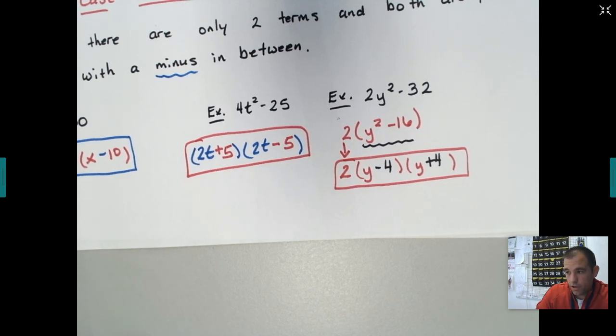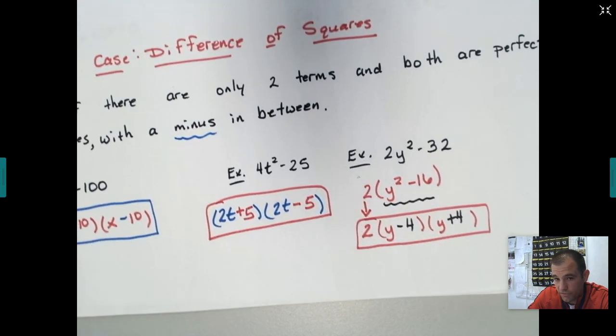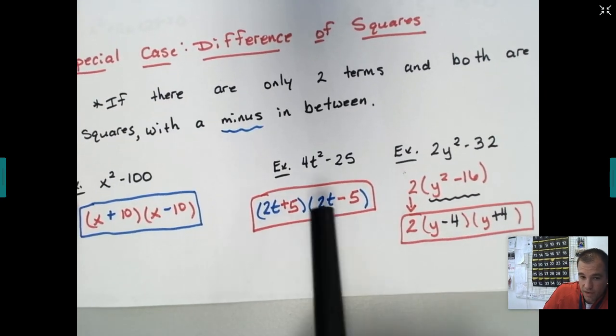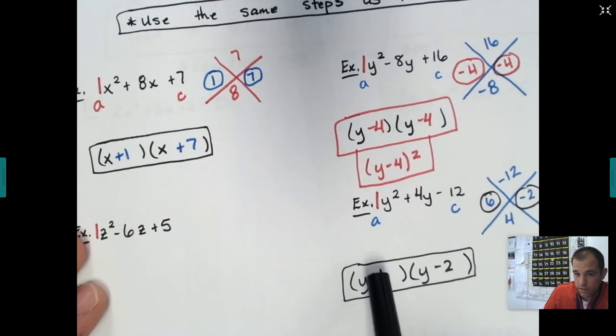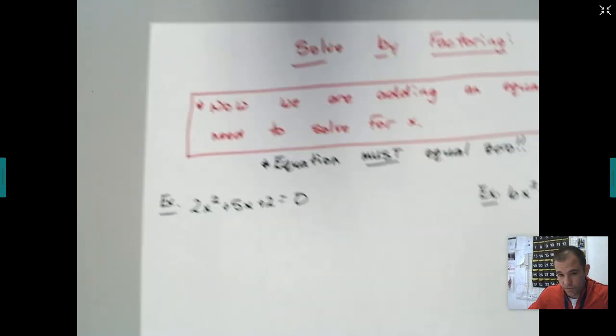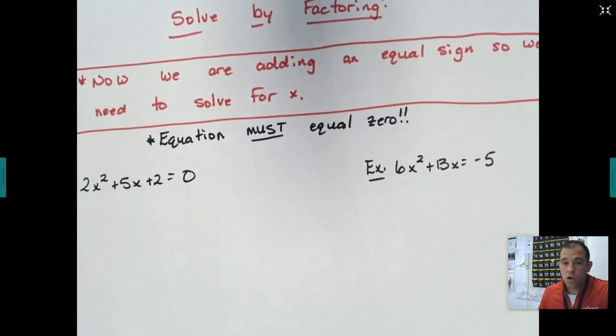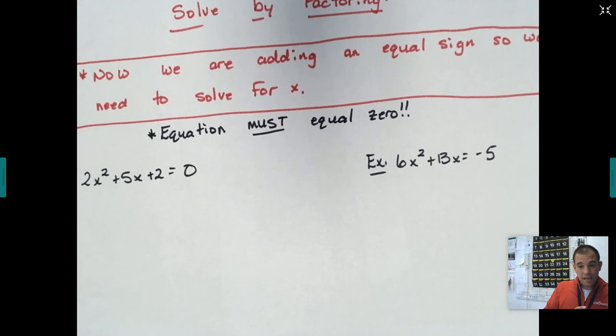All right, there's one other thing we're going to talk about. Now we're going to solve them. So on all of these, all we did was factor them, right? The 3 down here and the 3 up here, we just factored. Now we are going to solve them, okay? So to solve by factoring, basically we're just adding an equal sign. It's pretty much just one added step.